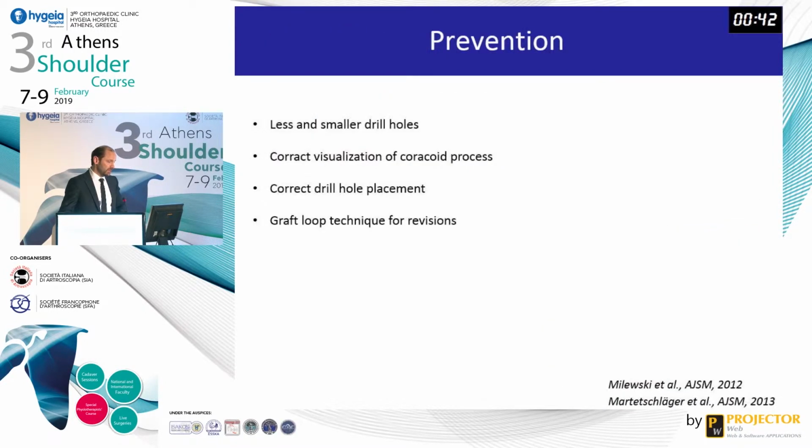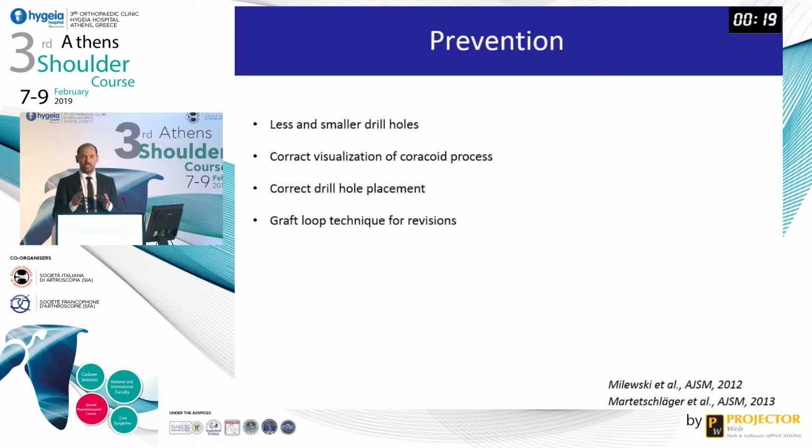How can we prevent it? I think this is clear. Use the smaller drill holes. It is important to visualize the coracoid process from the subcoracoid space, so that you see exactly where your drill hole is coming out. And if you are wrong, don't just pull in your implant. This is important.